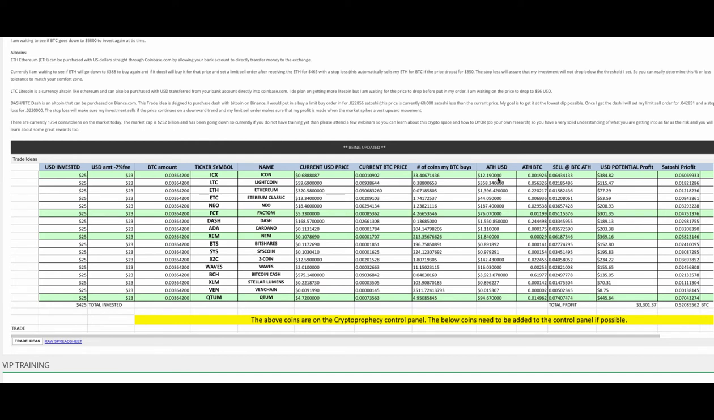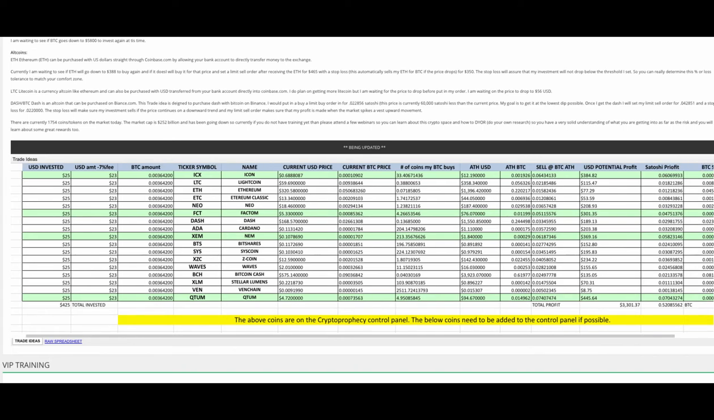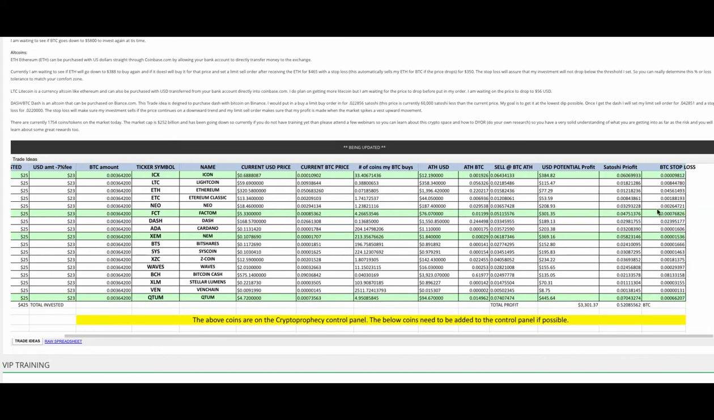All right, so the all-time high, $12.19. The all-time high in Bitcoin was 1,926. So if you sold at that all-time high, then this would be your Satoshi profit. If you click on this, you can arrow over to get to the end of this. I promise this is going to get updated and cleaned up. But for now, I just needed to get this out there so you guys could have the most updated information.